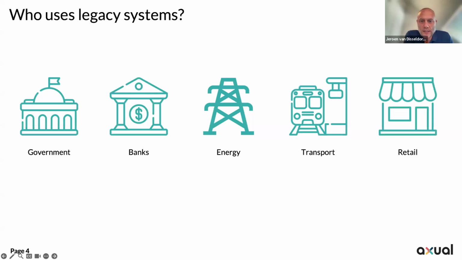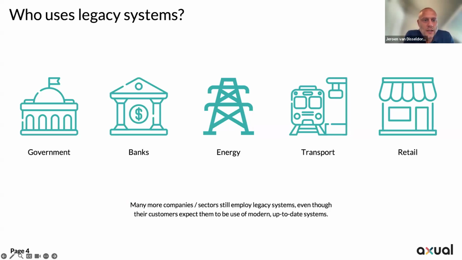And last but not least, retail companies, they spend over half of their money on just maintaining legacy systems. And a prominent reason for using legacy is that sales terminals still use really old computers often that can't handle modern software. Of course, these are just a few examples of sectors where you find a lot of legacy systems, but there are many more companies and sectors employing legacy systems, even though their customers expect them to use modern, up-to-date systems.